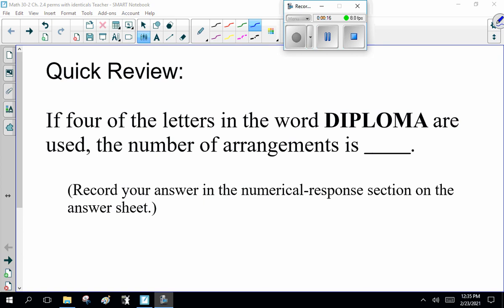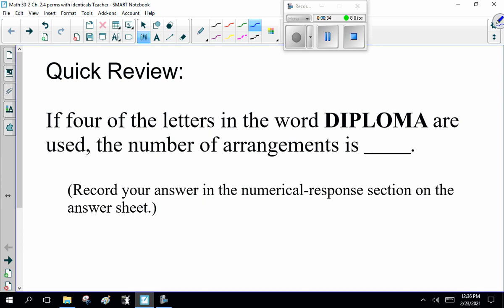If 4 of the letters in the word diploma are used, the number of arrangements is blank. Record your answer in the numerical response section on the answer sheet. This is how the test questions often work. So this is a numerical response question, not multiple choice, so you can't get them checked.